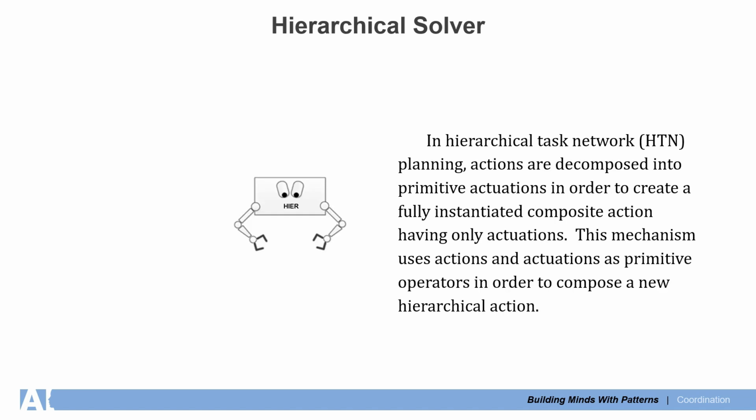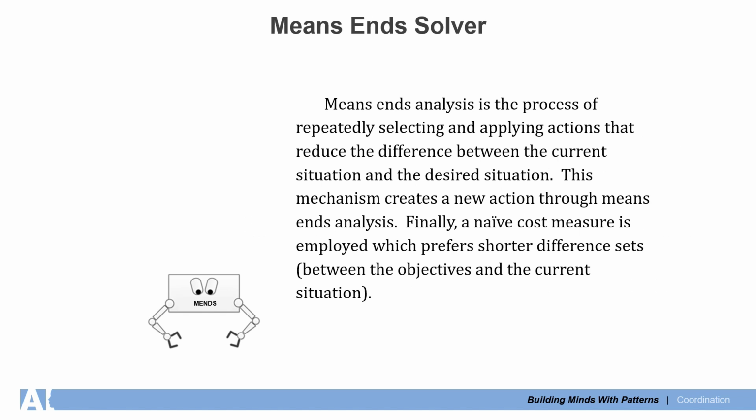In hierarchical task network planning, actions are decomposed into primitive actuations in order to create a fully instantiated composite action having only actuations. This mechanism uses actions and actuations as primitive operators in order to compose a new hierarchical action. Means-ends analysis is the process of repeatedly selecting and applying actions that reduce the difference between the current situation and desired situation. This mechanism creates a new action through means-ends analysis. Finally, a naive cost measure is employed, which prefers shorter difference sets between the objectives and the current situation.